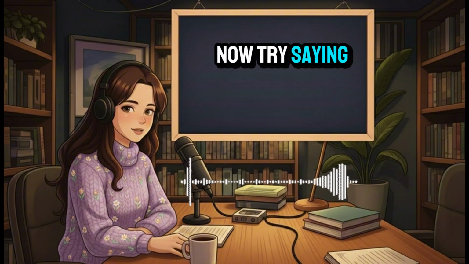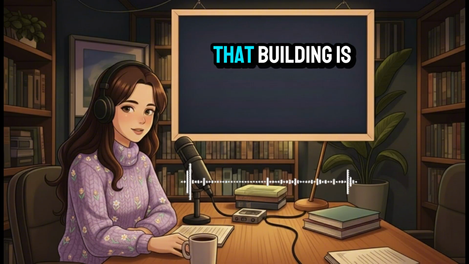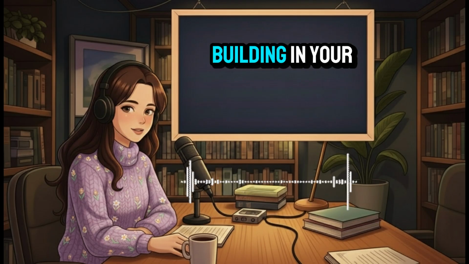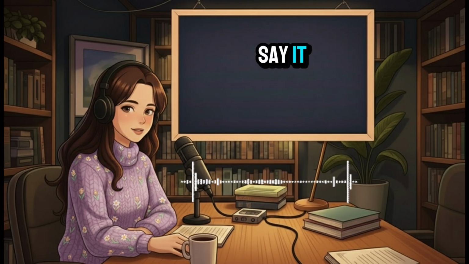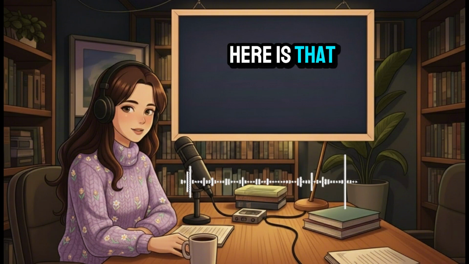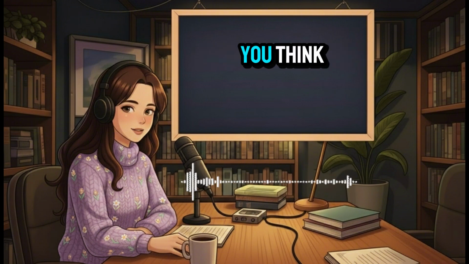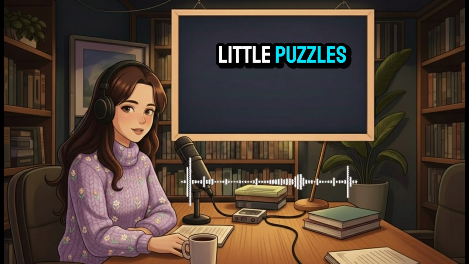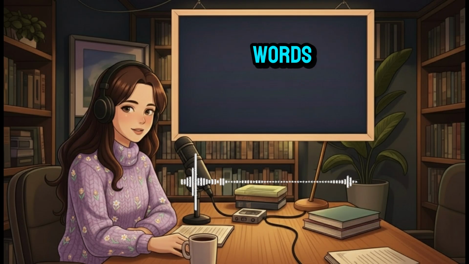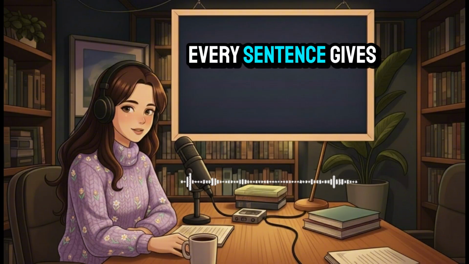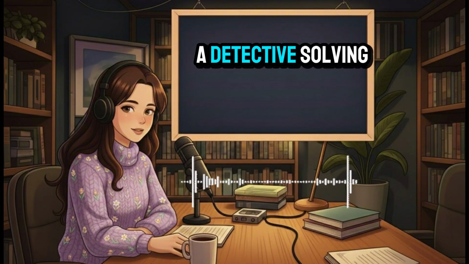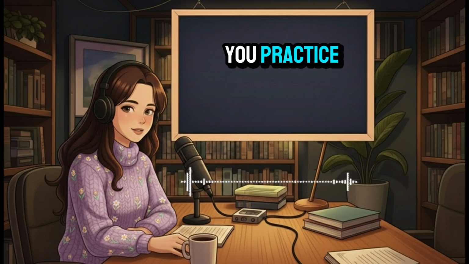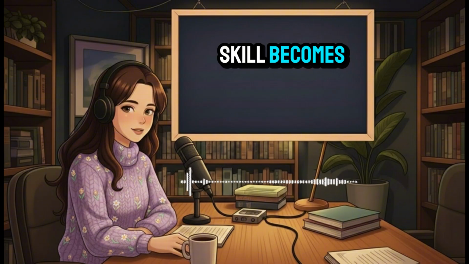Now try saying the sentence out loud. That building is enormous. Picture a huge building in your mind while you say it. The key idea here is that your brain is much smarter than you think. It has the ability to solve little puzzles when you see or hear new words. Every sentence gives you hints, like a detective solving a mystery. And the more you practice, the stronger this skill becomes.